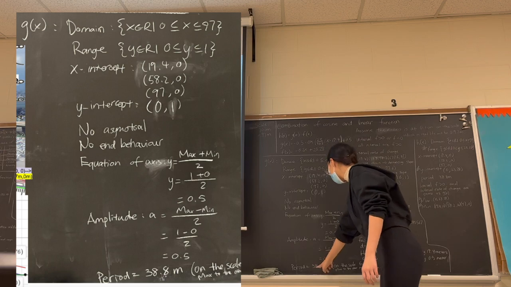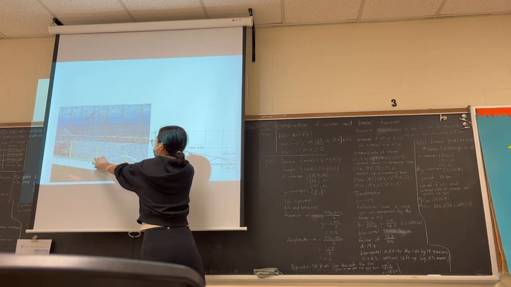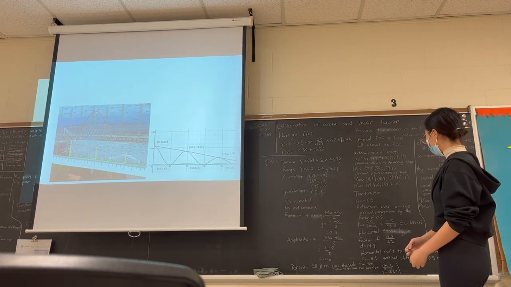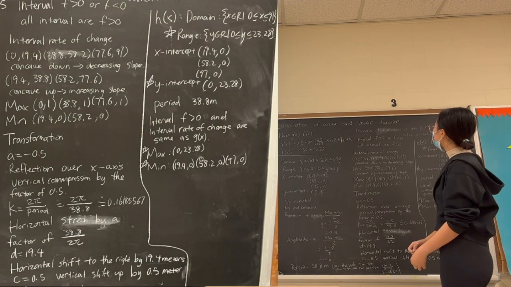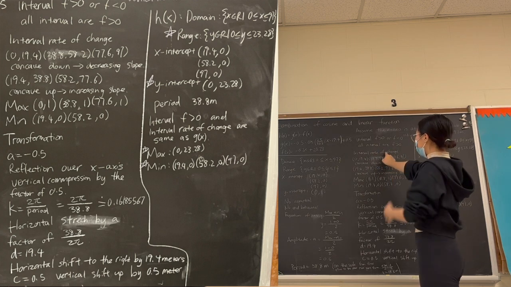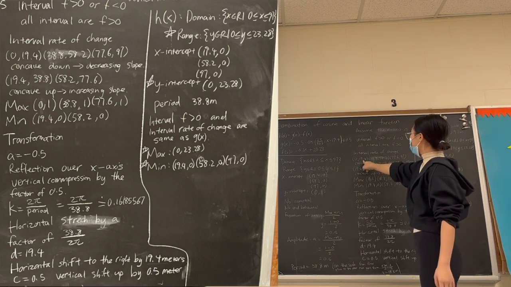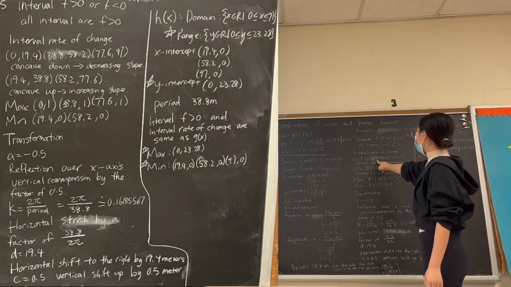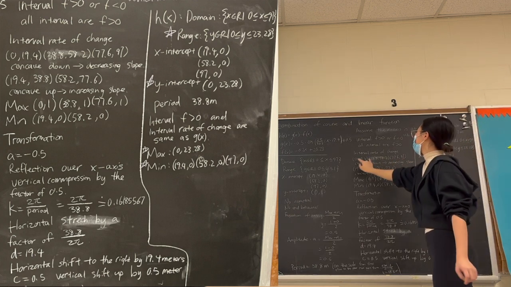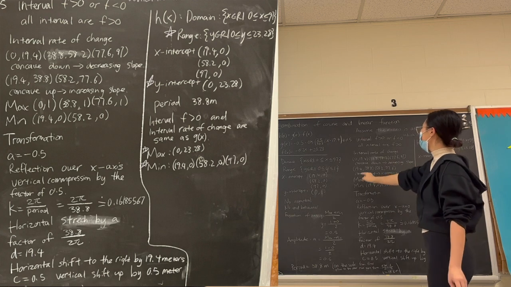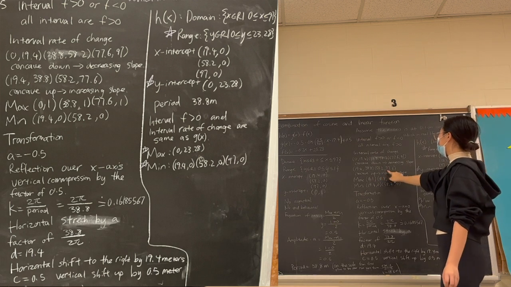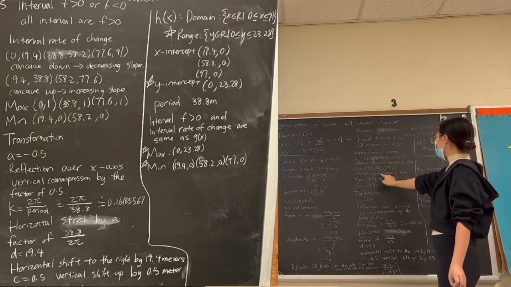And the period of this is 38.8, because on the scale of this, the max to the max is about 4 centimeters, so that's 38.8 meters in real life. And the interval of f greater than 0: all intervals are greater than 0. And the intervals of rate of change: 0 to 19.4, 38.8 to 58.2, and 77.6 to 97, all these three intervals are concave down, so that's a decreasing slope. And 19.4 to 38.8 and 58.2 to 77.6 meters, that's concave up, that's an increasing slope.